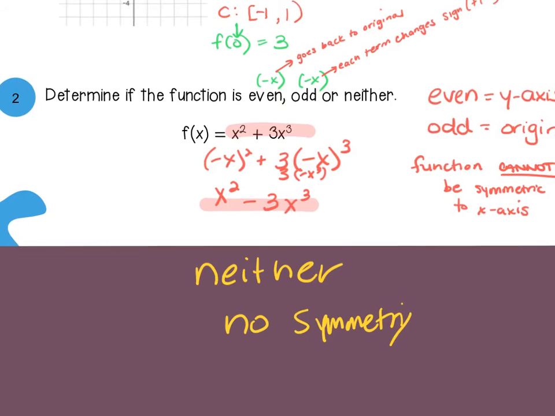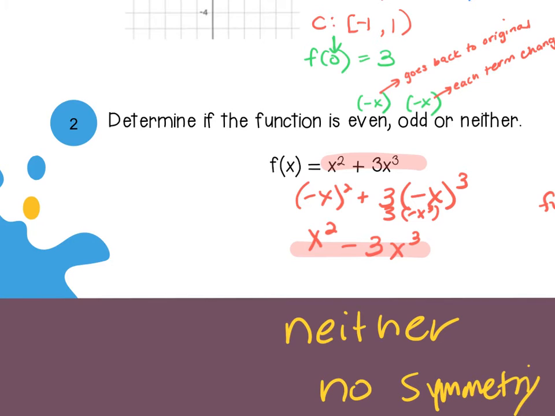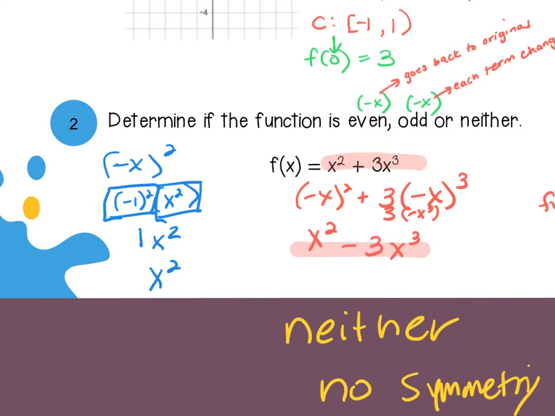Okay, if you want to break it apart, which I think is way more complicated, negative x squared would be a negative 1 squared and an x squared. This is what we're getting rid of. This still has to stay x squared. We can't change that exponent. Okay, does that make sense? Okay.